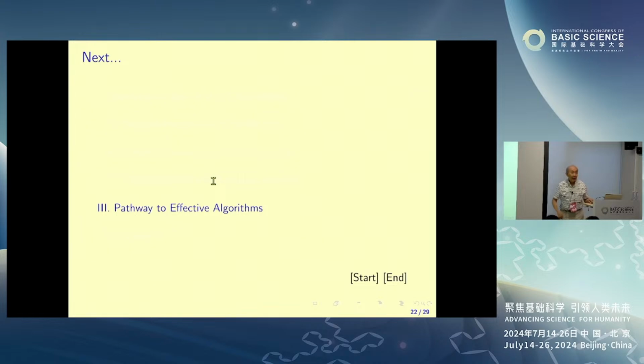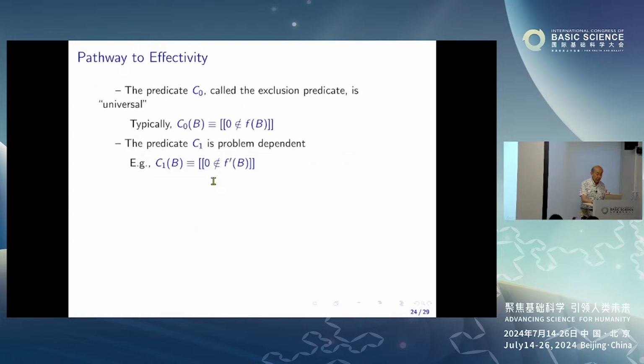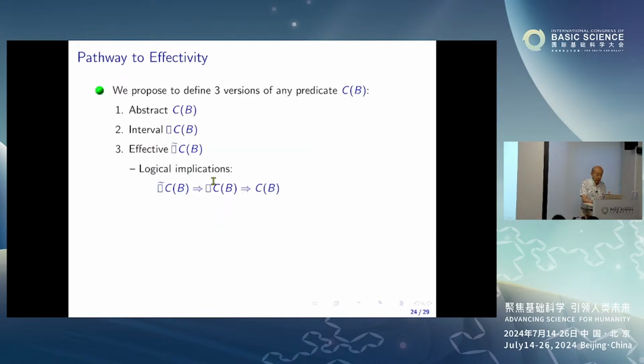So I ran out of time. I have this, what I call the pathway to effective algorithms. And it's based on another paper that I worked on with Su Qian from the Chinese Academy of Sciences, where we designed an algorithm for finding roots of a zero-dimensional polynomial system with isolated real roots. We want to find all its roots in a box. We want a certified algorithm for that.